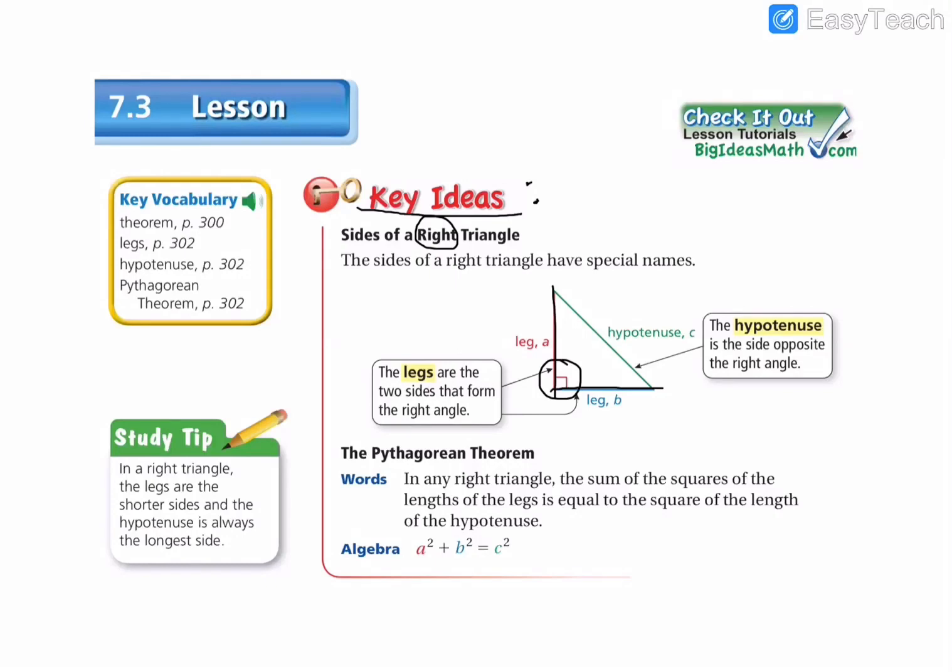It does not matter which one you label as A and which one you label as B. But the hypotenuse is the one that is across from the right angle. So if you look like this, it is directly across. The other way that you can remember the hypotenuse is that it is the longest side. So I'm going to add that here, and you should add that to your notes.